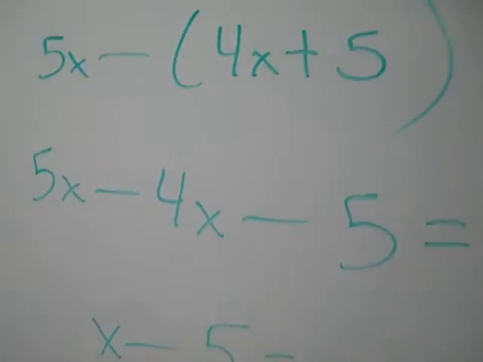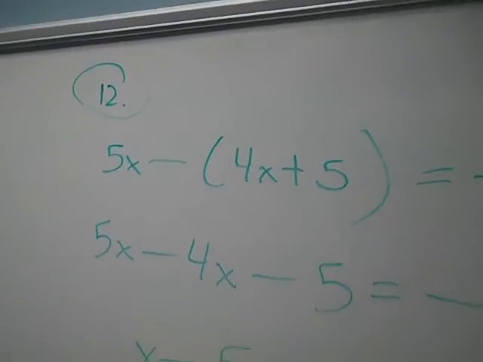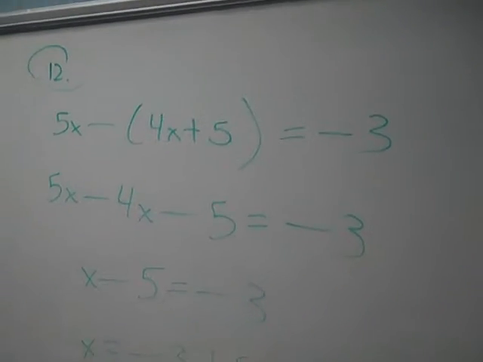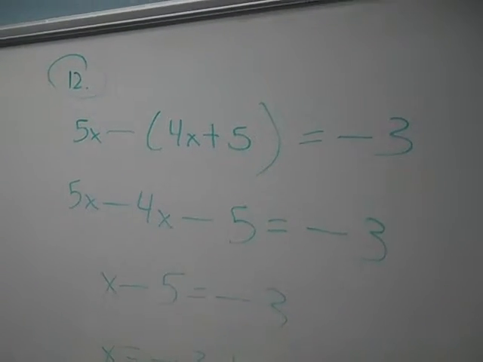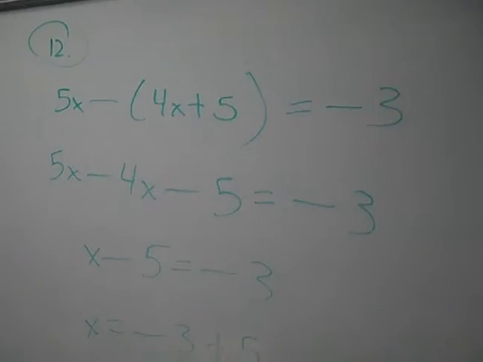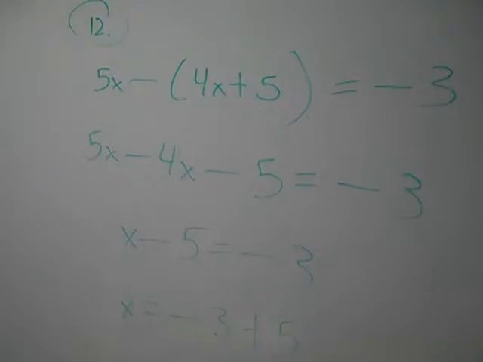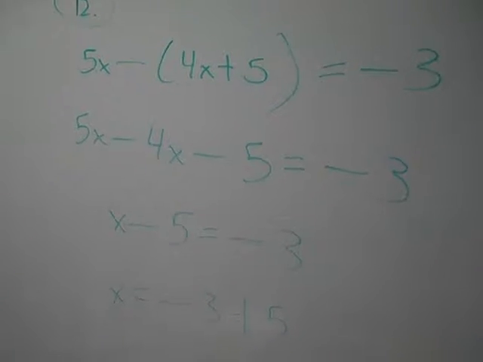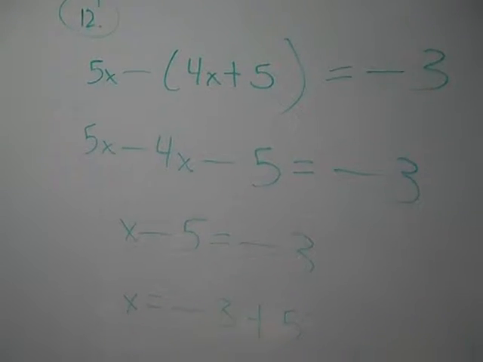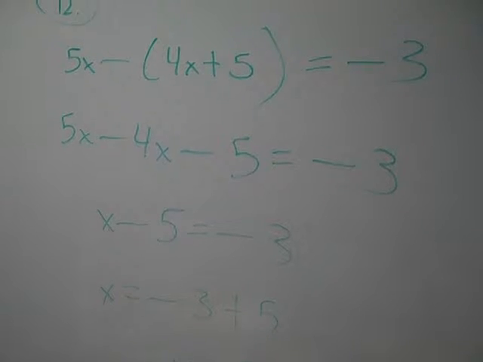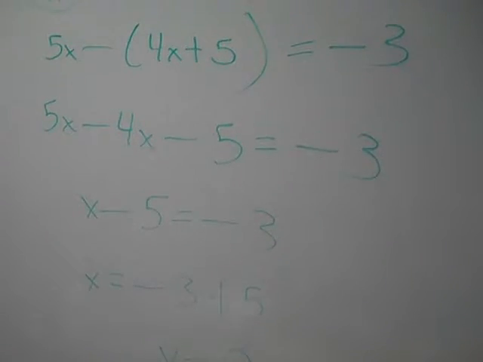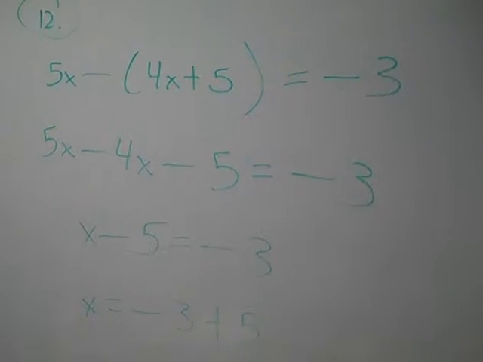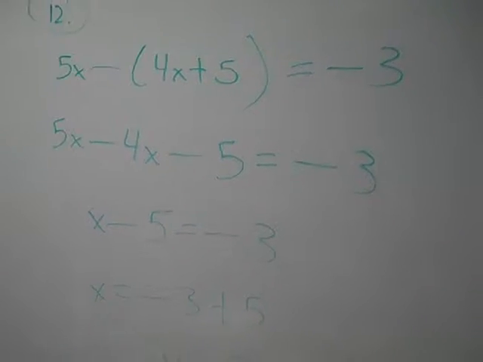Good afternoon again. We're picking up where we left off, this time at number 12 on section 2.1. 5x minus parentheses 4x plus 5 equals negative 3. Now you're minusing everything that's inside the parentheses, so you've got to distribute negativity across the parentheses. So on the second step we get 5x minus the 4x minus the 5. Everything inside the parentheses gets zapped. It changes its polarity. And we get equals negative 3.